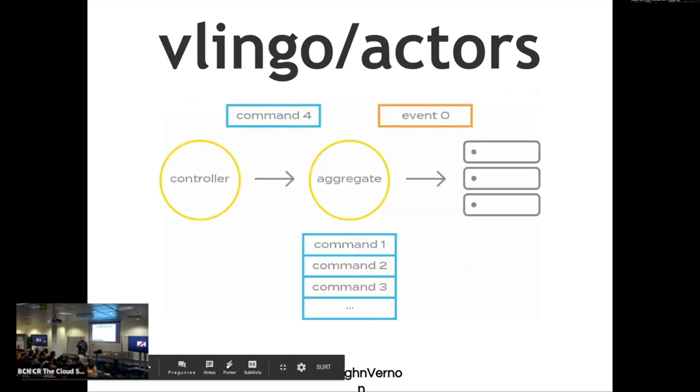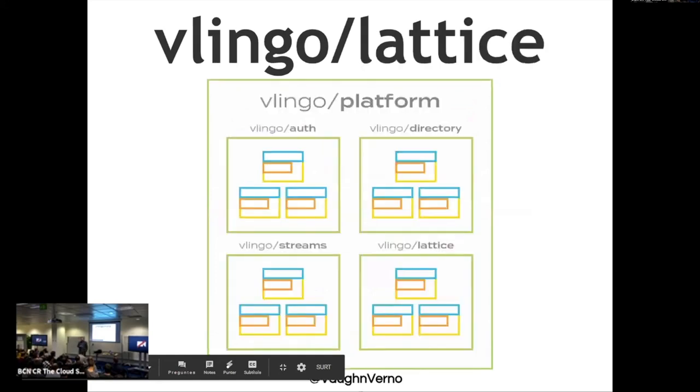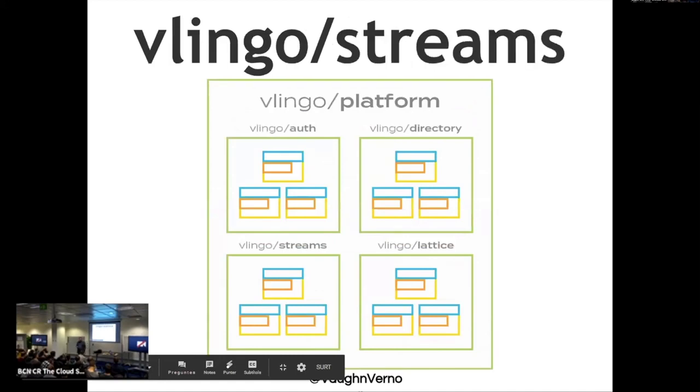Vlingo actors can be designed around DDD kinds of components, like we have controllers, we have REST resources, we have aggregates, and these can be command-driven and produce domain events using event sourcing, or other approaches such as just using CQRS even without event sourcing. And vlingo lattice is how we distribute actor messaging across a large cluster. And vlingo streams is how we stream data from an event-sourced journal to other streams.